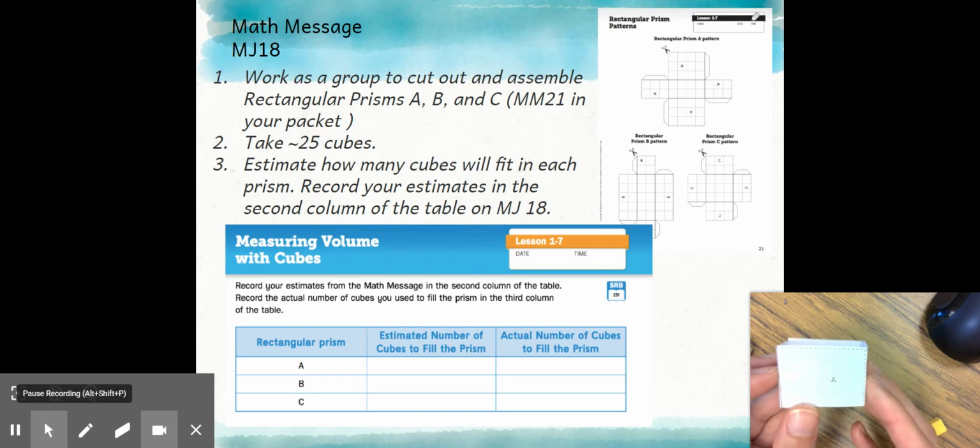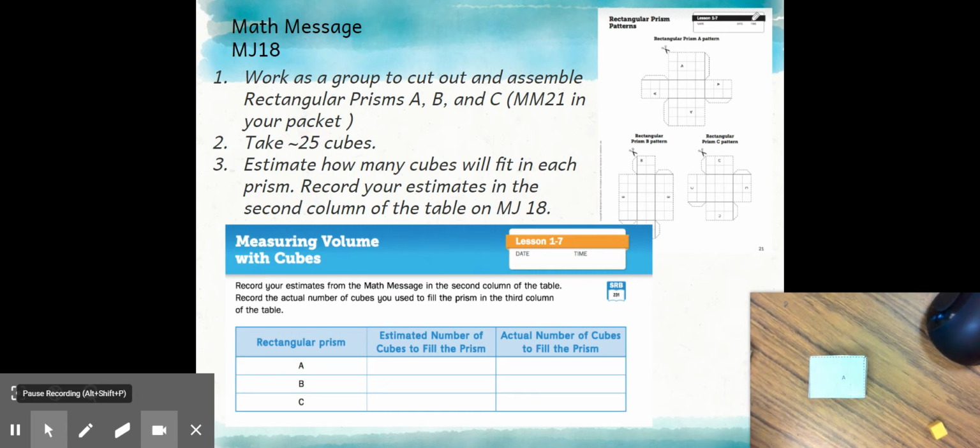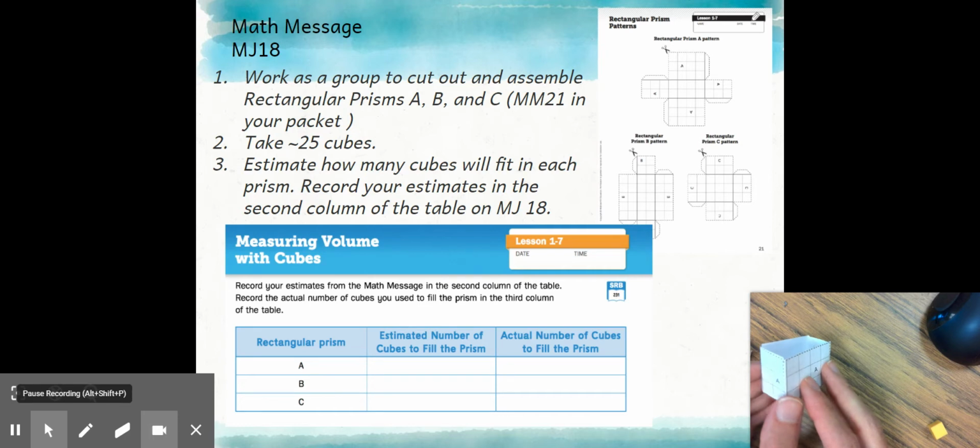So here is prism A. And you can pause the video at any time to help you figure out. So there's the side of prism A. There's the bottom of prism A. And there's the width of prism A. Okay, so how many cubes do you think will fill prism A?